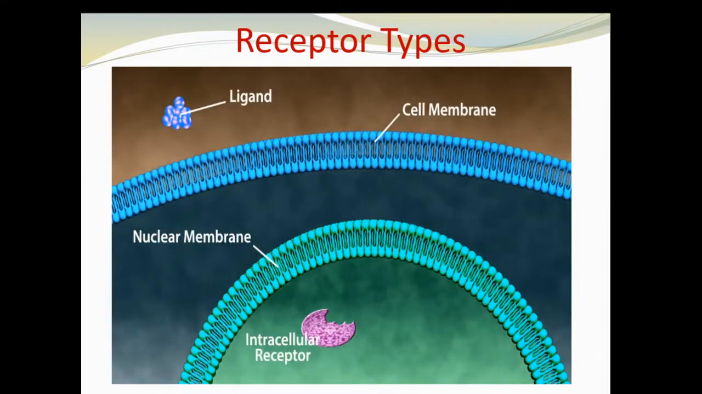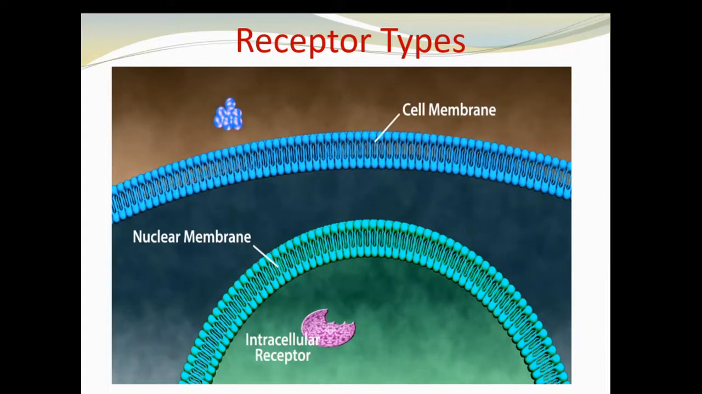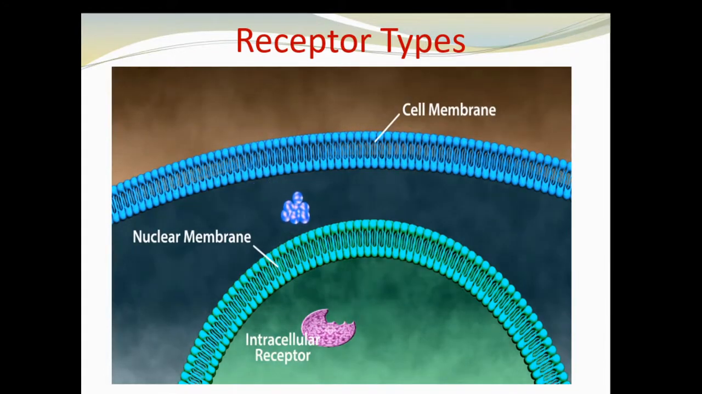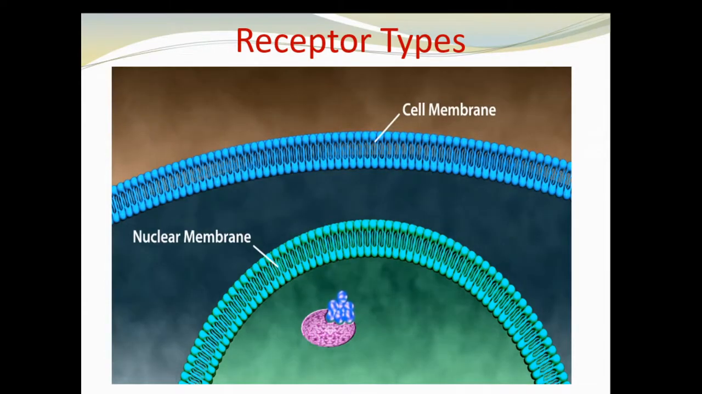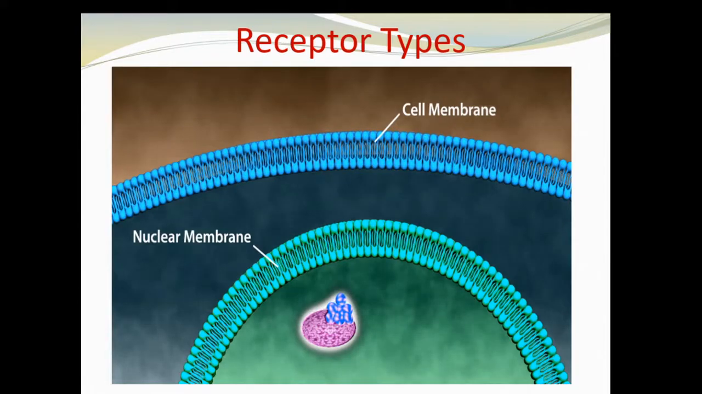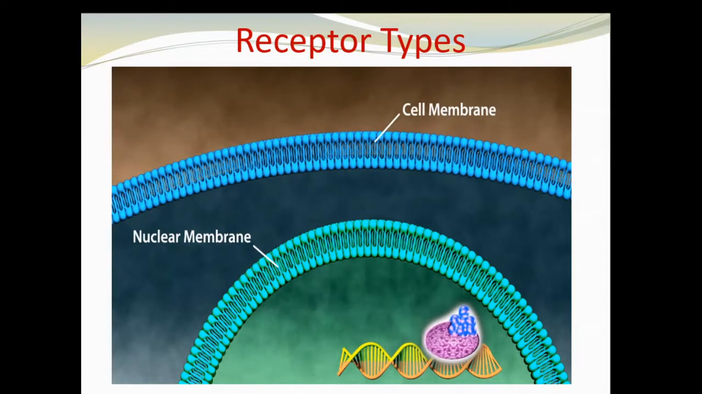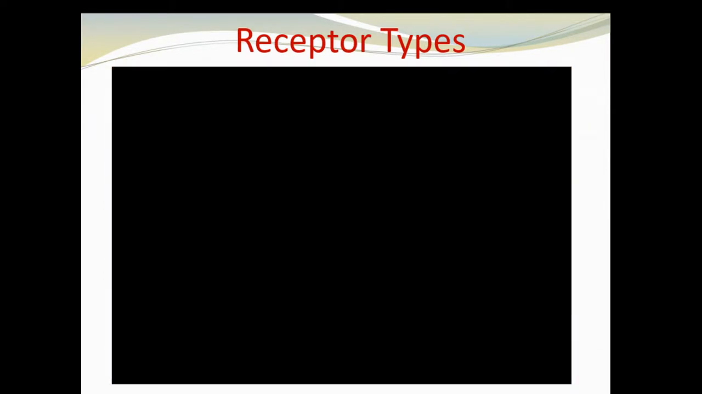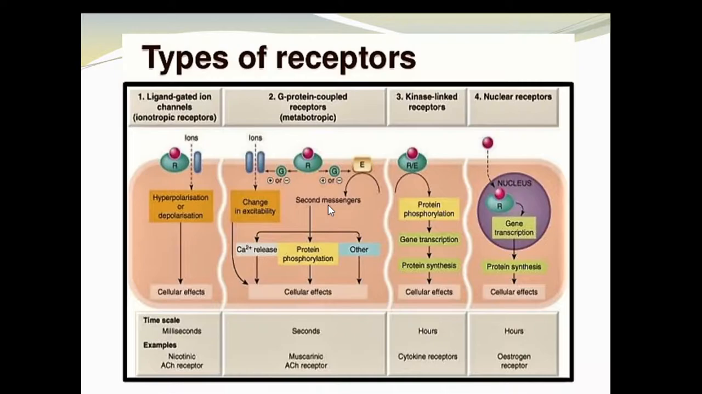Intracellular receptor. Ligands that pass through the cell membrane enter the cell and into the nucleus, crossing the nuclear membrane. After entering the nucleus, the ligand binds to the intracellular receptor. This can alter the transcription of DNA within a cell. So we have seen the receptor types and their responses: ligand gated, G protein, kinase linked and nuclear receptors.